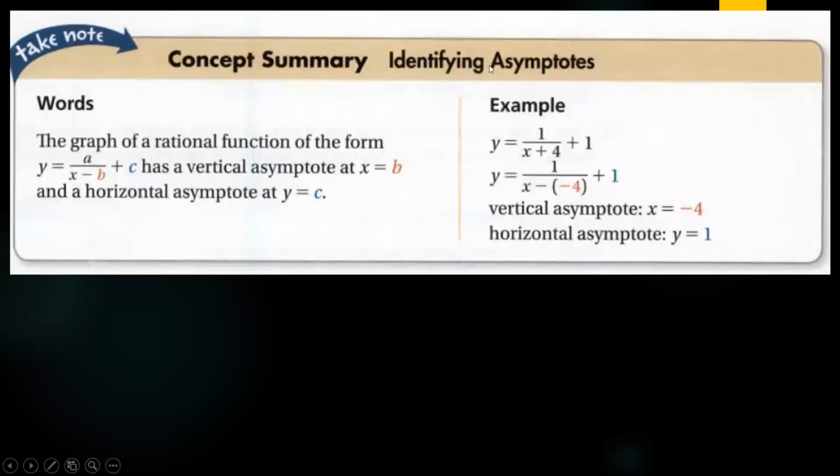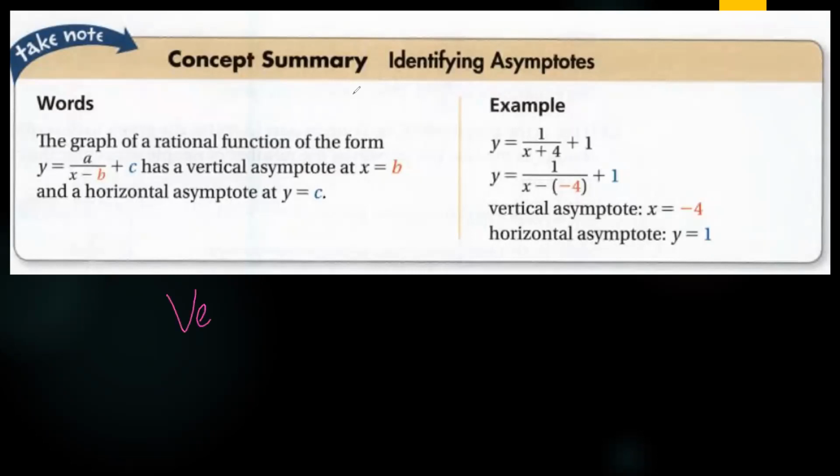Let's revise what we said yesterday. If you have to identify the asymptotes, as I told you, to know the vertical asymptotes you have to find the excluded value. To find the excluded value, you have to find the zeros of the function. So here is a concept summary: if you need to graph rational functions, you have to know two things: the vertical and the horizontal asymptotes.